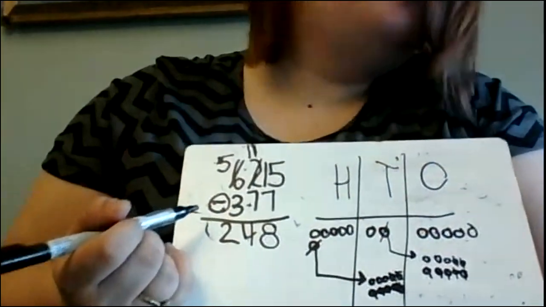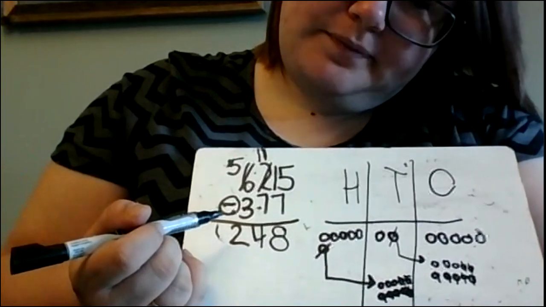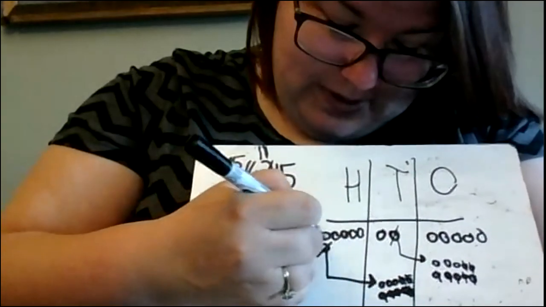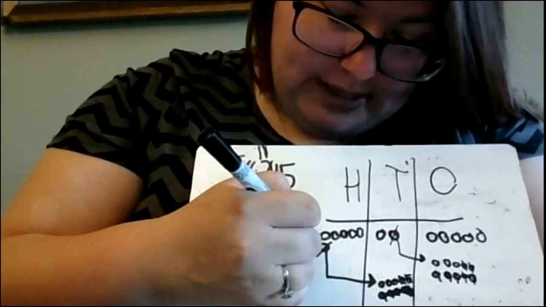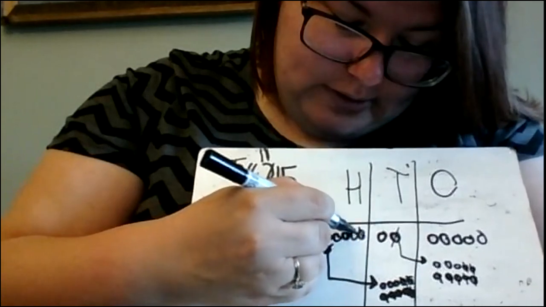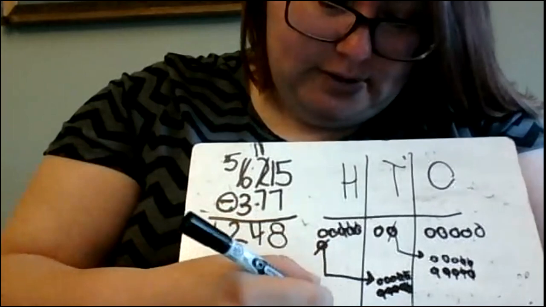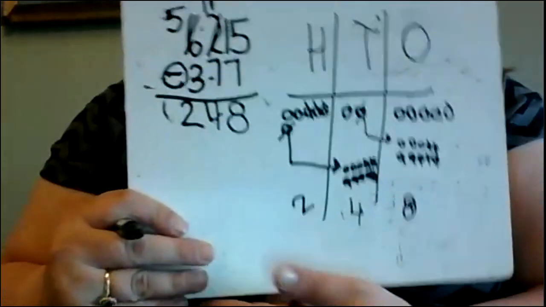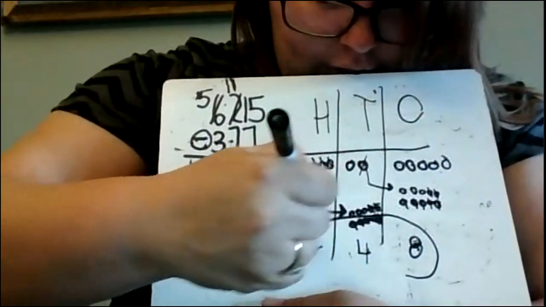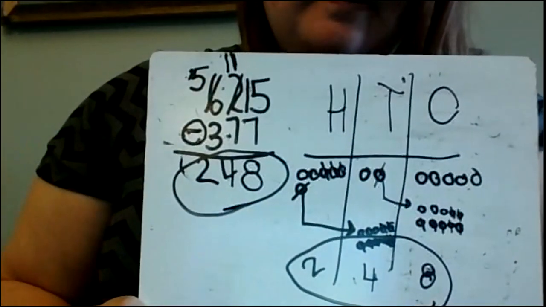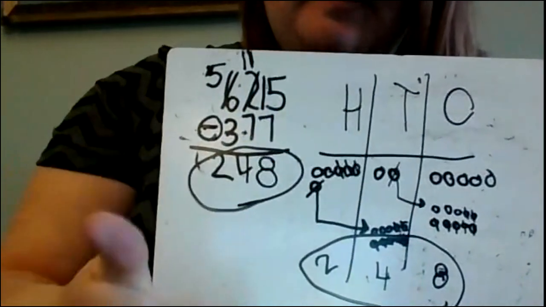And lastly, how many hundreds do I need to take away? Right, 3. I'm not going to count this one because I use this to borrow. 1, 2, 3. And I have how many hundreds left? Right, 2. When I check my answers, do they match? Right, they do. So that means that I have done my problem correctly.